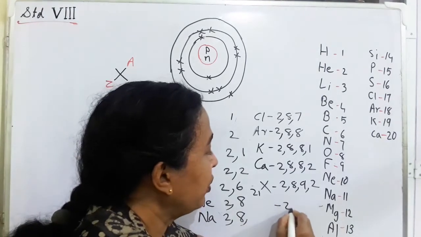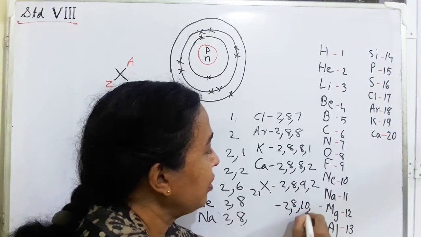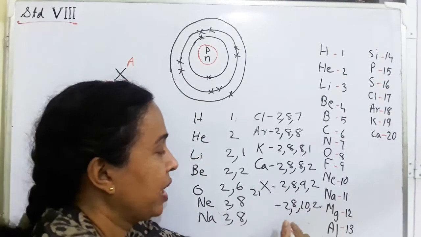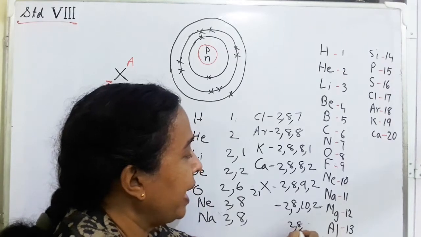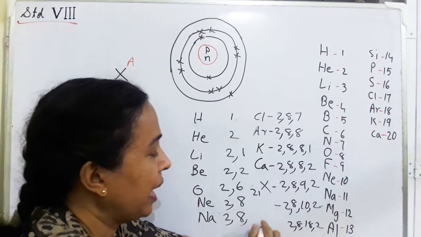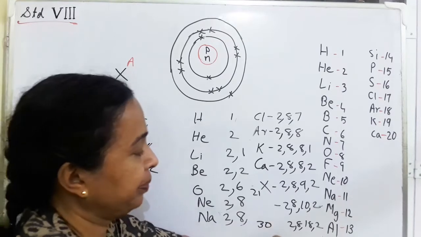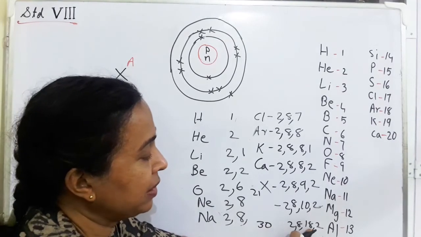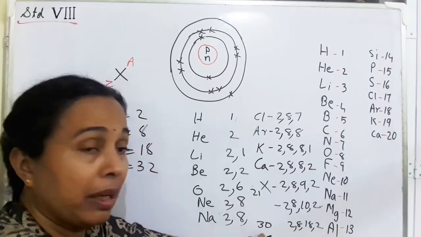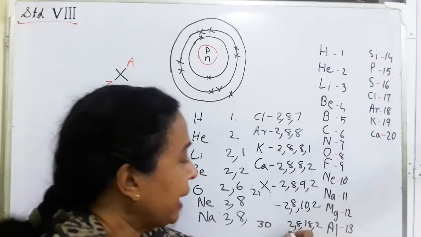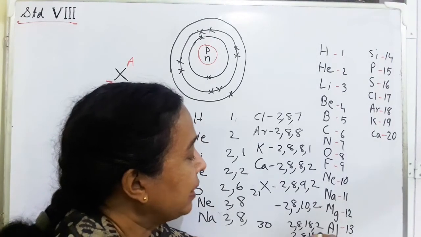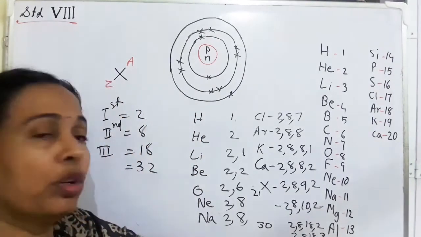22, it will be 2, 8, 10, 2. Like that, the electrons will be filling in the third shell up to 18: 2, 8, 18, 2. This is the element with atomic number 30. 2 plus 8 plus 18 plus 2, it is 30. So this is the electronic configuration of the element with atomic number 30. Now the next element's electronic configuration will be 2, 8, 18, 3. It goes to the fourth shell.